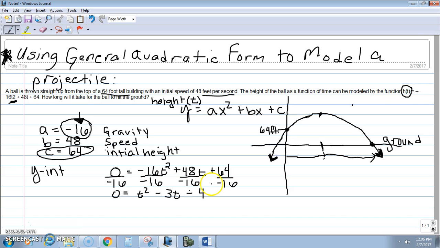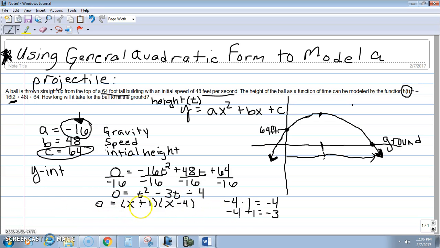And I think that's -4 and +1. -4 times 1 is -4, and -4 plus 1 is -3. So 0 is equal to t plus 1 and t minus 4. So I factored it. I still need to solve it.